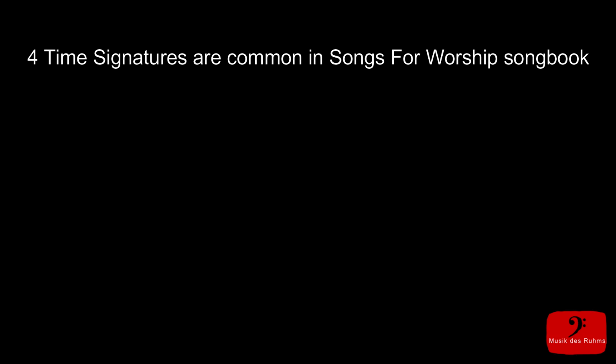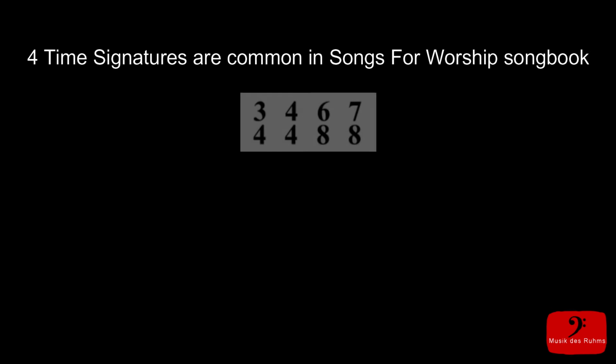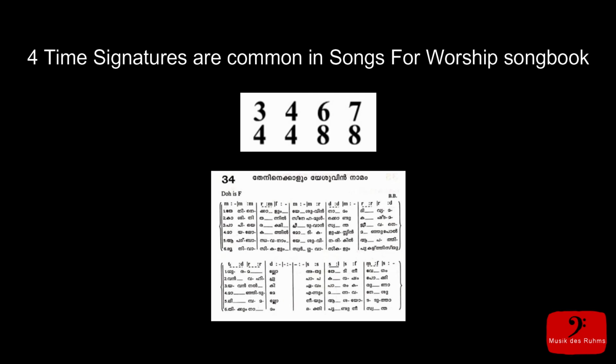Section 1, Time Signature in Tonic Sol-fa Notation. Mainly, 4 time signatures are common in the Songs for Worship Songbook. These are the time signatures. The time signature of a particular song will not be written anywhere in the music notation of the song. Instead, you have to find the type of time signature from the music notation. In the next section, you will study how to find the time signature of songs in the Songs for Worship Songbook.